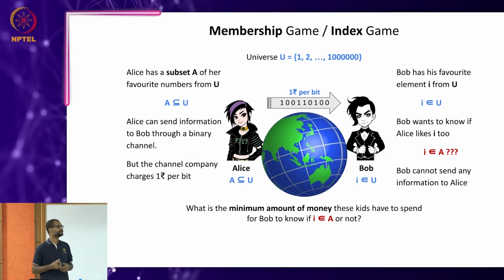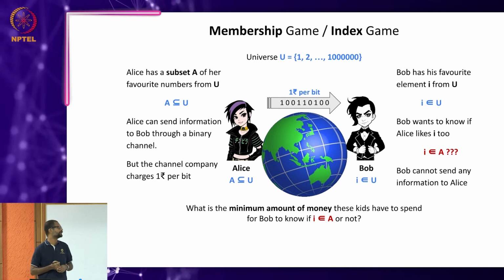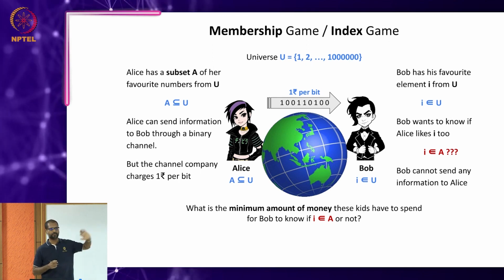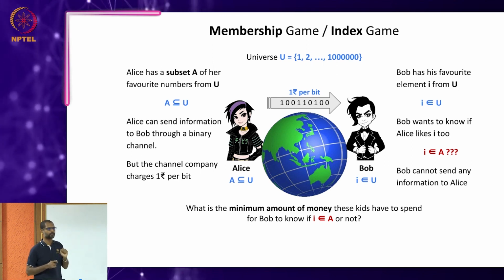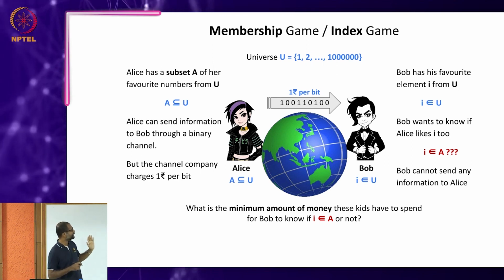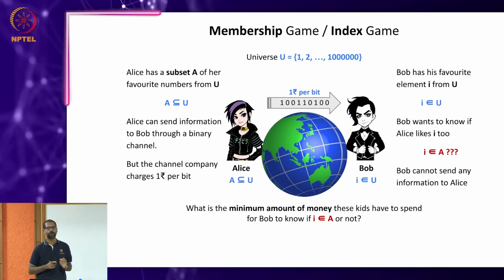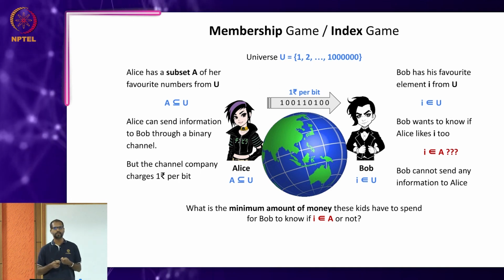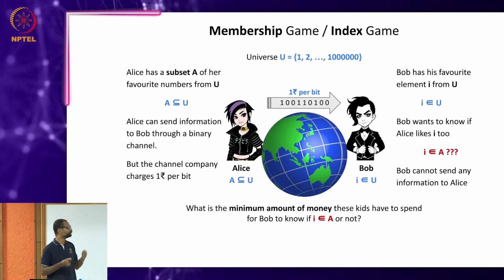But what makes it hard is the constraints that they are living in. They are on opposite sides of the globe. They only have a one-way channel. This is a very watered-down version of a general problem. In this setting, there is a one-way channel. Alice can send information to Bob through a binary channel, which means Alice can send ones or zeros across some very expensive channel to Bob.